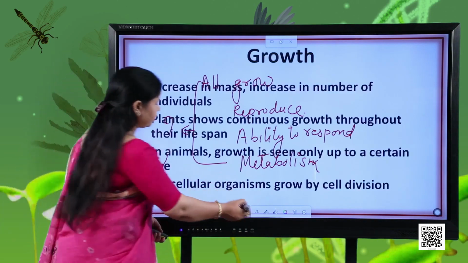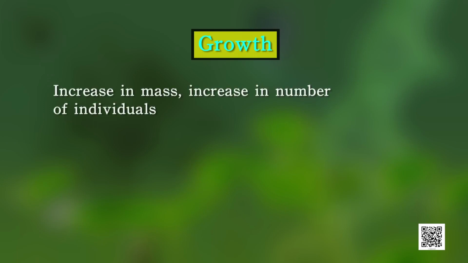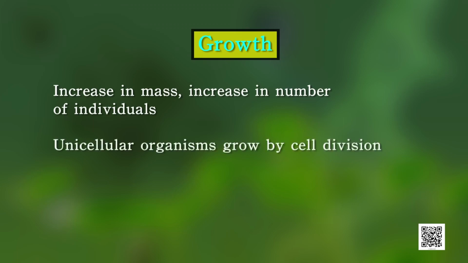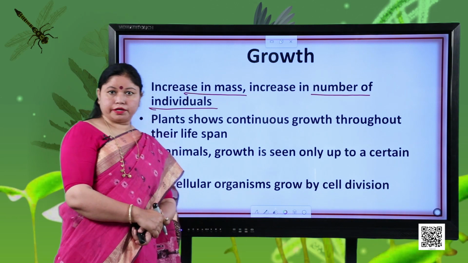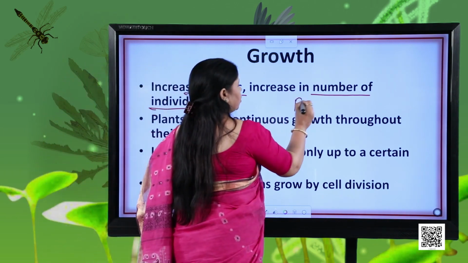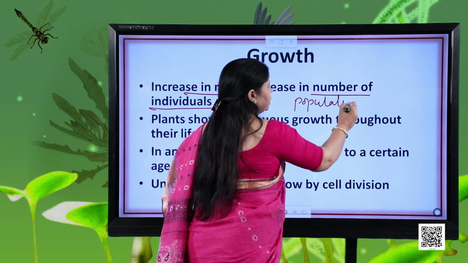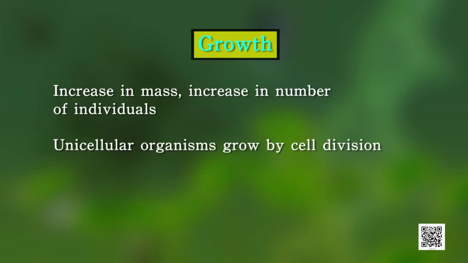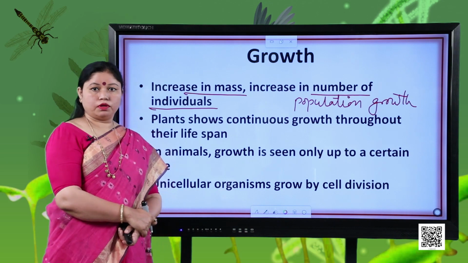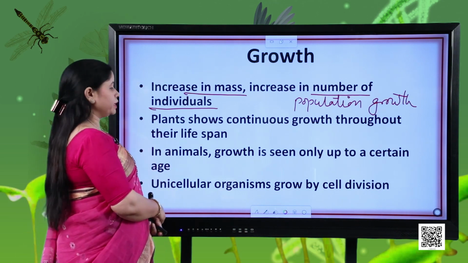Let's move forward. We will start with the first feature, that is growth. Growth is an increase in mass or an increase in number of individuals. All living things grow by cell division. You might have heard of the term population growth. The population growth of our country is very high. So growth is actually an irreversible, permanent change. If you consider growth from the plant's point of view, plants show continuous growth throughout their lifespan.